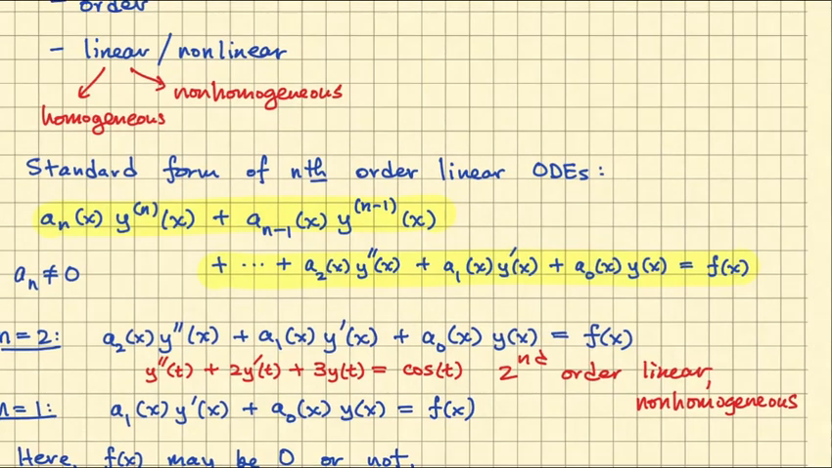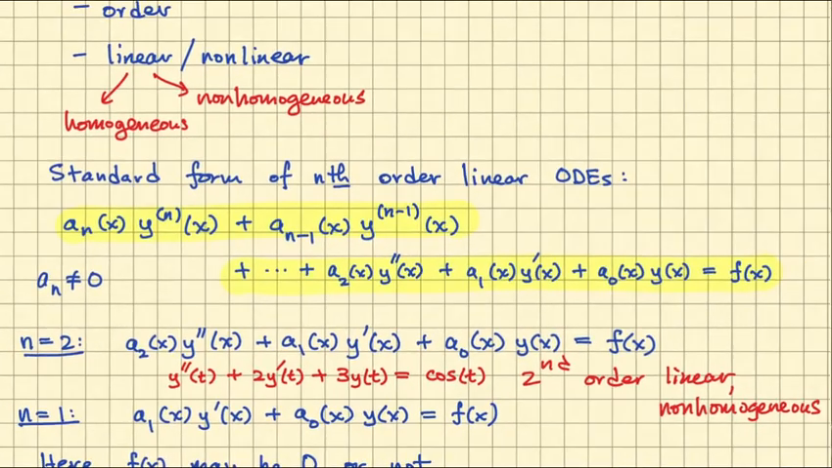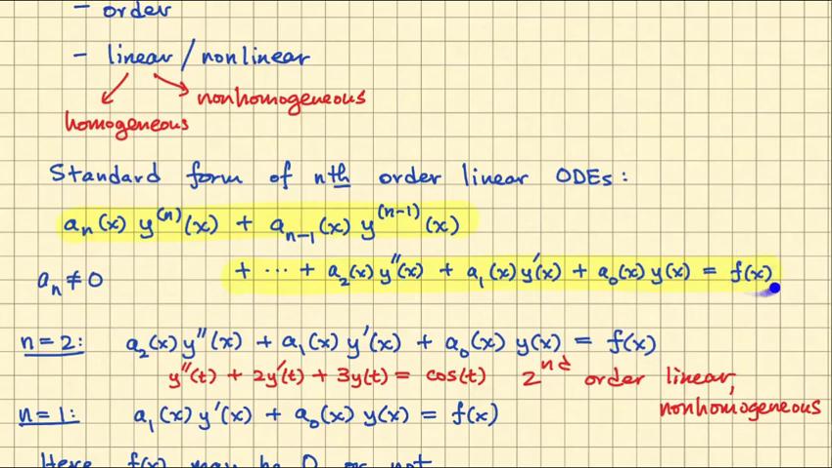And when it matches this template, if the f function here is the 0 function, we call it homogeneous. If the f function here is not the 0 function, then we call it non-homogeneous. So this is a second order, linear, non-homogeneous ODE.